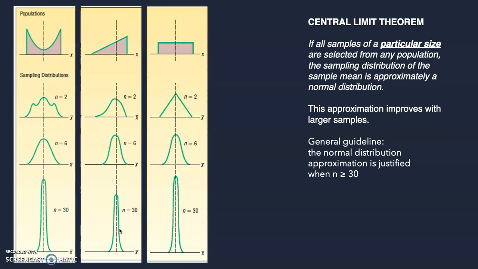And on the next diagram here, we have a uniform distribution for the population. A sample drawn from a uniform distribution population will have a symmetric distribution. So although n is 2, it already has a symmetric distribution. But as the sample grows larger, the dispersion becomes smaller.